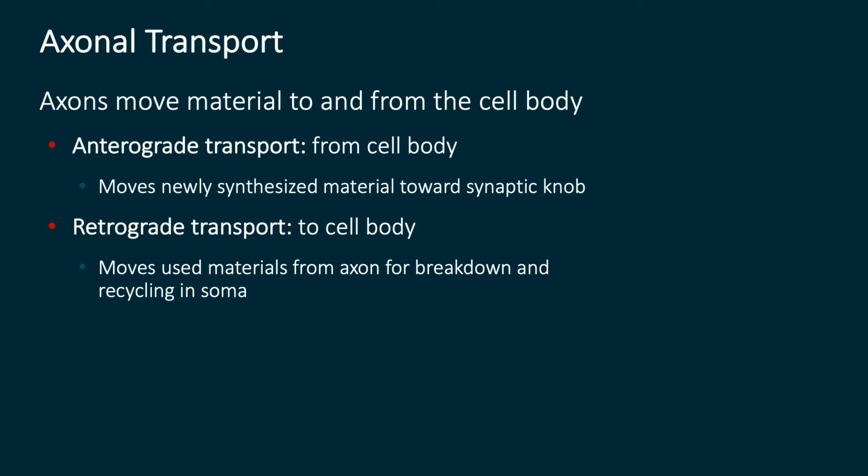Axonal transport, as you can imagine, is transporting materials along the axon of that neuron. This is really important for moving secretory vesicles within the cell. So we can move in 2 directions. We can move forwards or backwards.